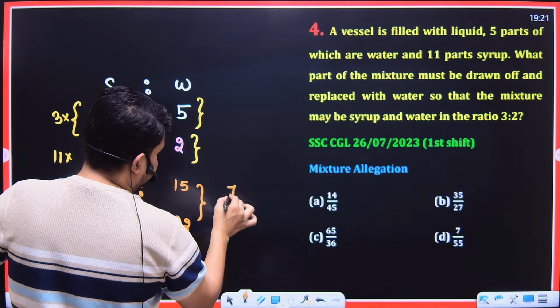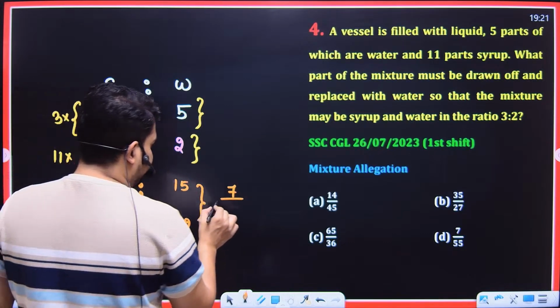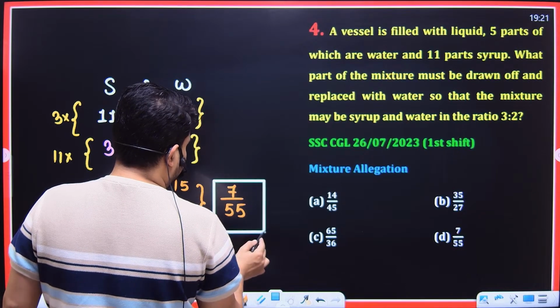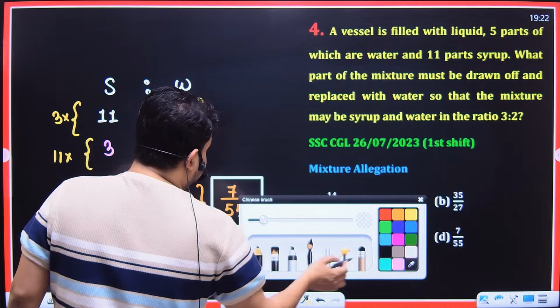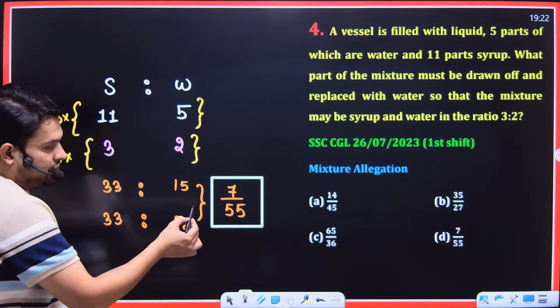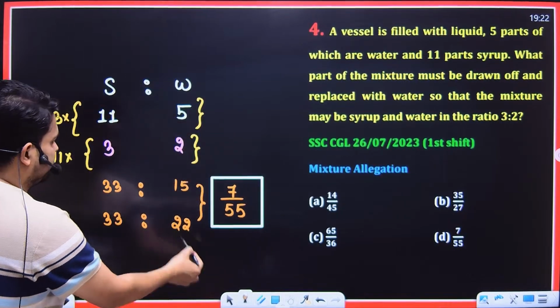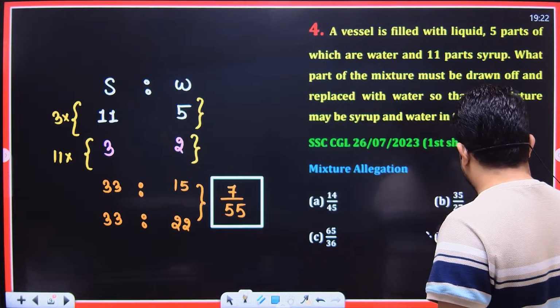I have replaced 7 parts of water. The whole solution is 55 parts. So 7 upon 55 is my correct answer, because I have replaced some mixture and replaced it with water. So I am adding 7 parts water. I have replaced 7 parts of the solution, and the complete solution is 55. So 7 upon 55 is my correct answer. That is option number D.